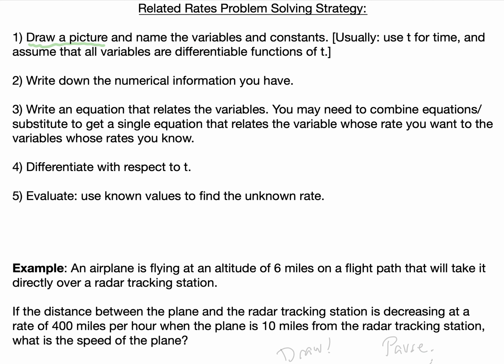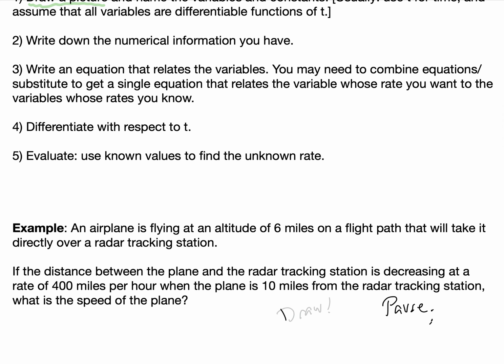So here's another example to try. An airplane is flying at an altitude of 6 miles on a flight path that will take it directly over a radar tracking station. If the distance between the plane and the radar tracking station is decreasing at a rate of 400 miles per hour when the plane is 10 miles from the radar tracking station, what is the speed of the plane? So I encourage you to pause at this point, try this out, draw a picture, and we'll talk about it together in a moment.